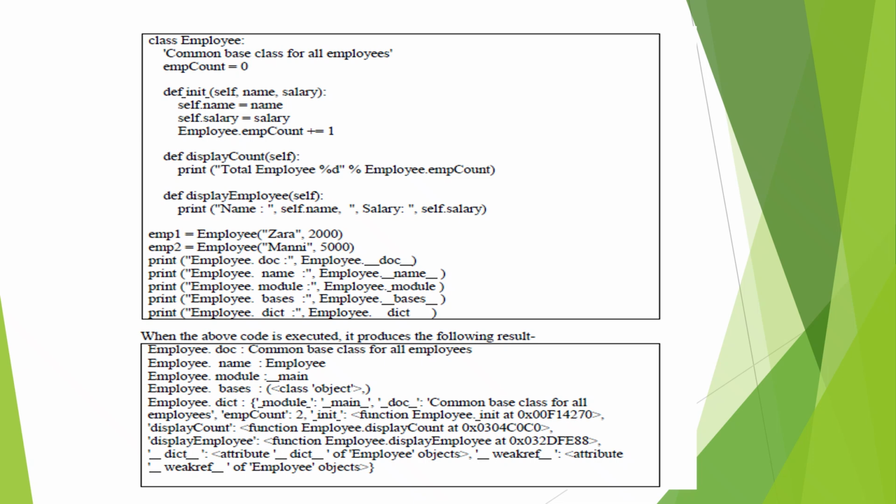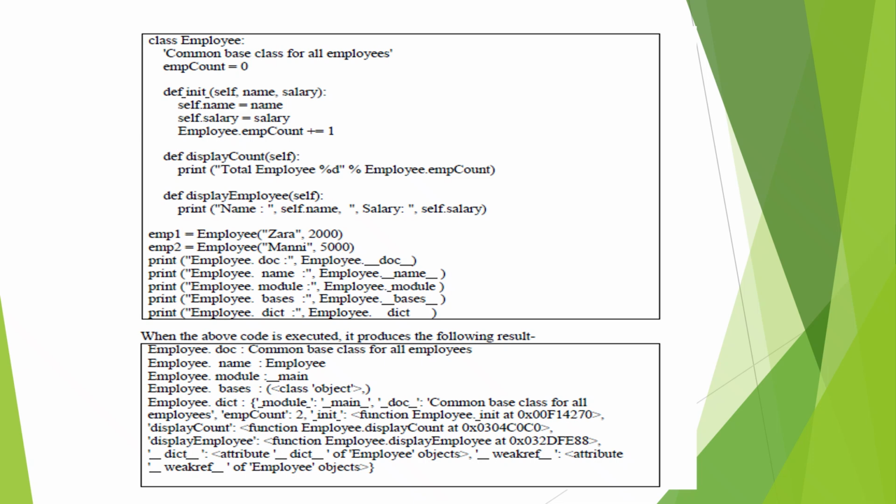Next, self.name is equal to name and self.salary is equal to salary. Both lines store the employee name and employee salary respectively. Each instance of the employee will have its own unique values for these attributes. Next, Employee.empCount += 1. The += 1 means that the value will be incremented by 1. It increments the class variable by 1 each time a new employee instance is created. This keeps track of the total number of employees.